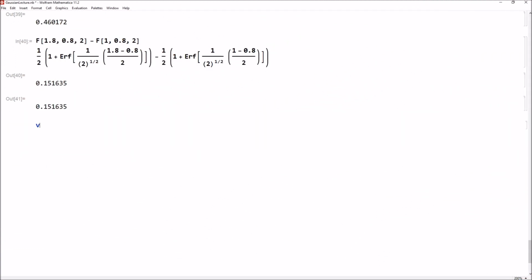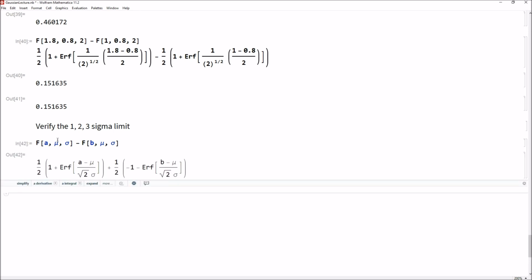All right, so let's go ahead and verify the 1, 2, and 3 sigma limit results that we just got. So we said that the probability that a sample falls between a region A and B is given by this, for an arbitrary Gaussian with arbitrary mean and arbitrary standard deviation sigma. This is, again, just using our cumulative distribution function definition. So here's what it is. This is basically what we had on the board.